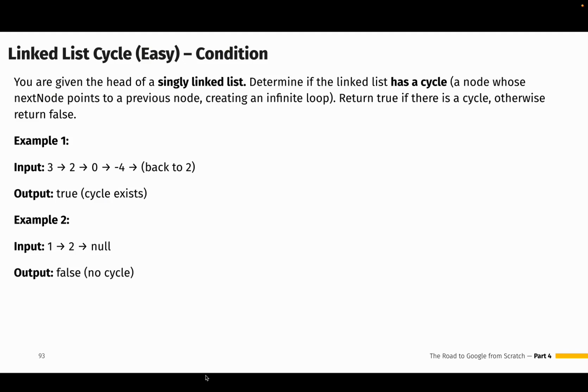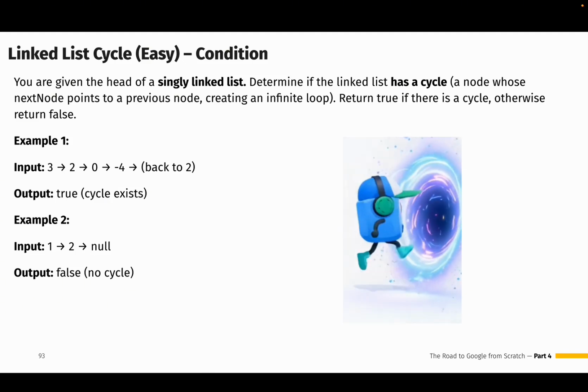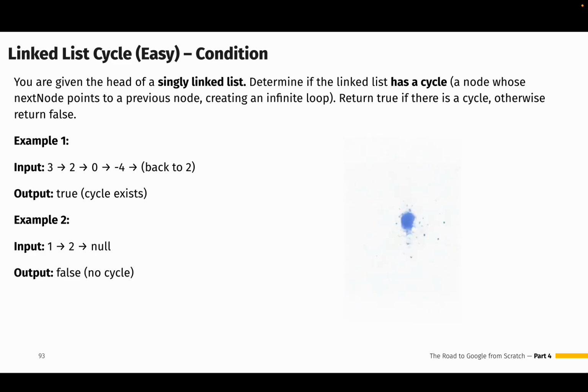Hello again, guys. So here we have a new exercise of type easy called linkedlistcycle. You are given the head of a single linked list. Determine if the linked list has a cycle, a node whose next node points to a previous node, creating an infinite loop. We need to return true if there is a cycle, otherwise return false.